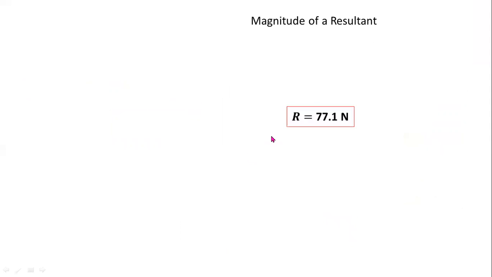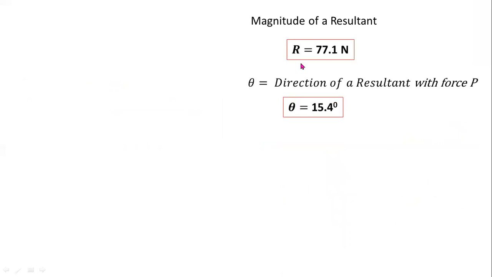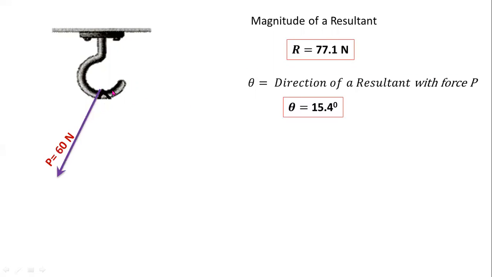Now I am showing the final diagram. This is the given hook. These two are the forces, and these two forces are acting at a common point A. R is the magnitude of the resultant. So this resultant lies between these two forces like this.